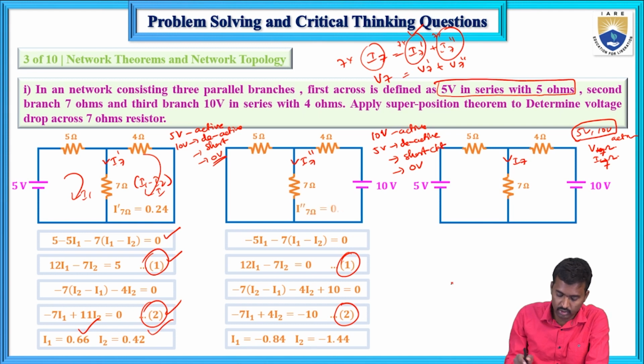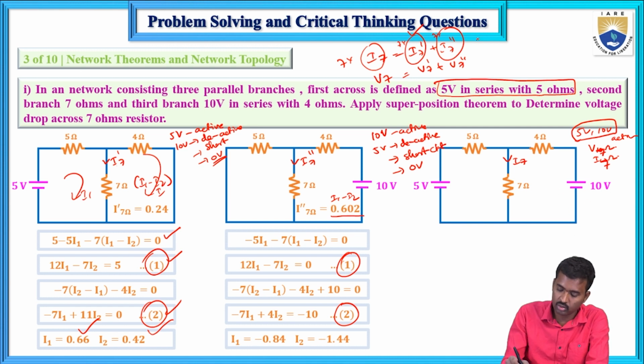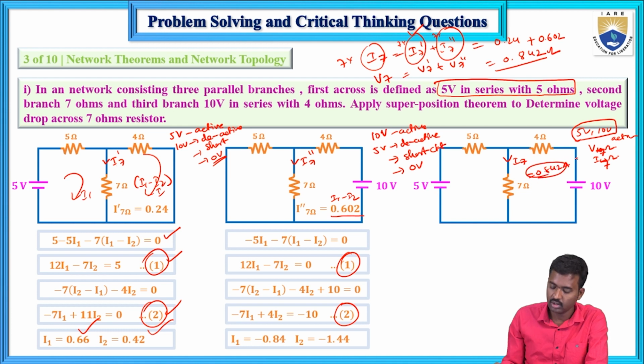Now the current flowing through this, I7 double dash, equals I1 minus I2, the same thing, but substitute these two currents. That value equals 0.602. Now add these two currents, then you will get the current flowing through the 7 ohms. If you add the two currents, 0.24 plus 0.602, that equals 0.842. This is the current flowing through the 7 ohms, 0.842 amperes, the total current.